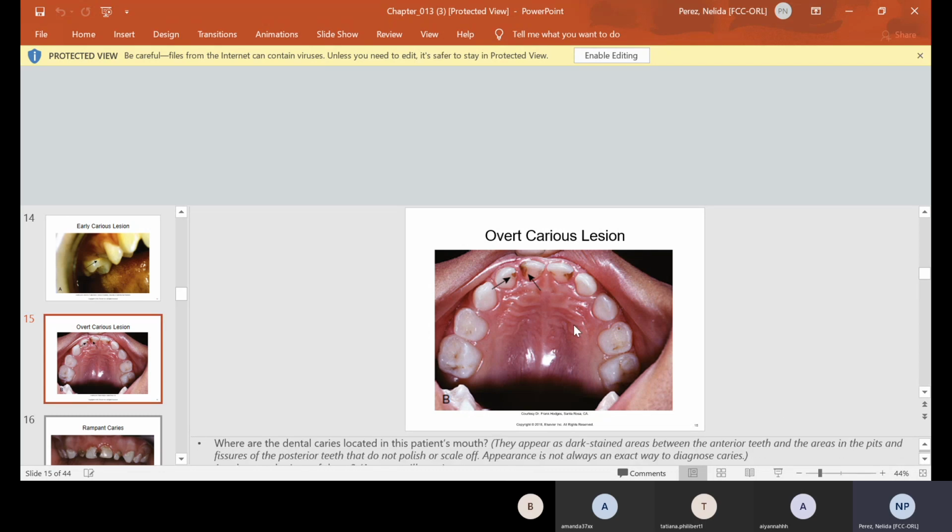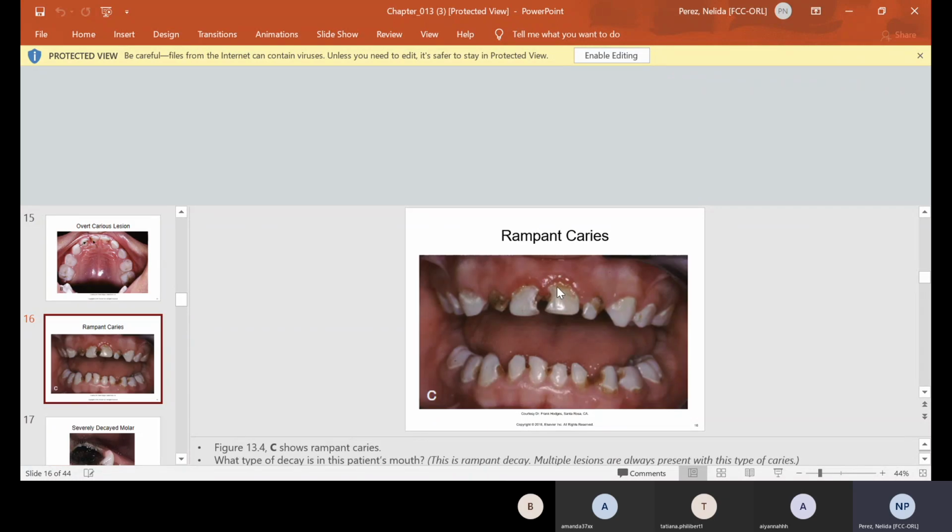As you can see here, here is between the mesial and the distal, and back here it would be on the pits and fissures, all these little brown spots on the pits and fissures. Here's on the occlusals. And then here's your rampant caries. There are multiple lesions always present with this type of caries. In other words, if the M is affected on one tooth, the D might be affected, the gum line is affected. And when it gets here, it's pretty bad.